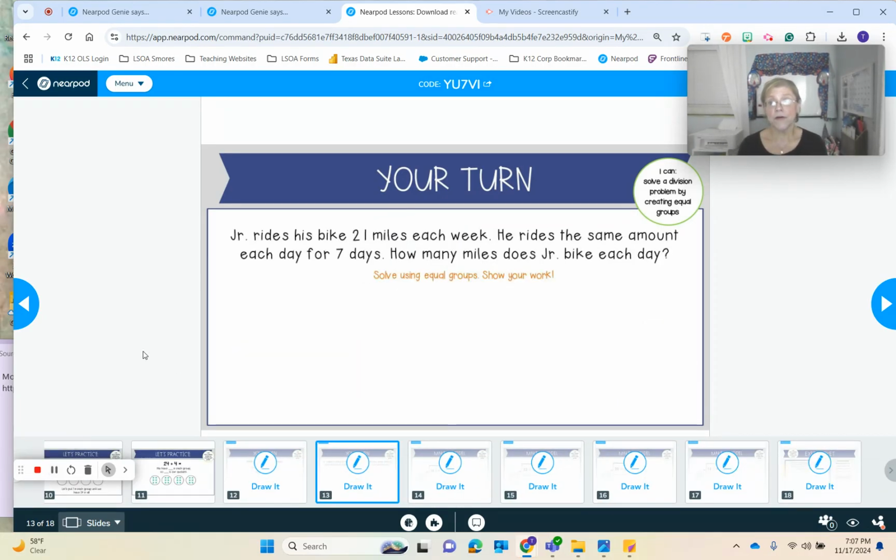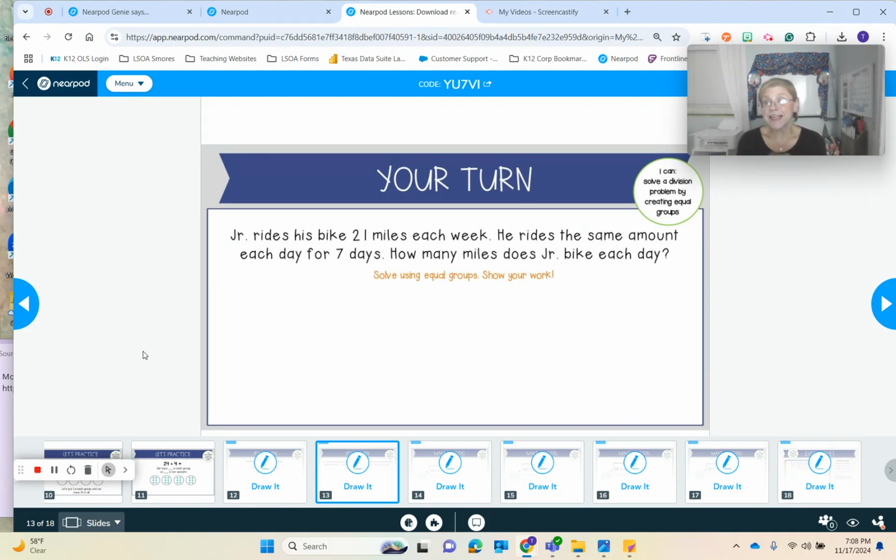All right, so next question. Junior rides his bike for 21 miles each week. He rides the same amount each day for 7 days. How many miles does Junior ride each day?